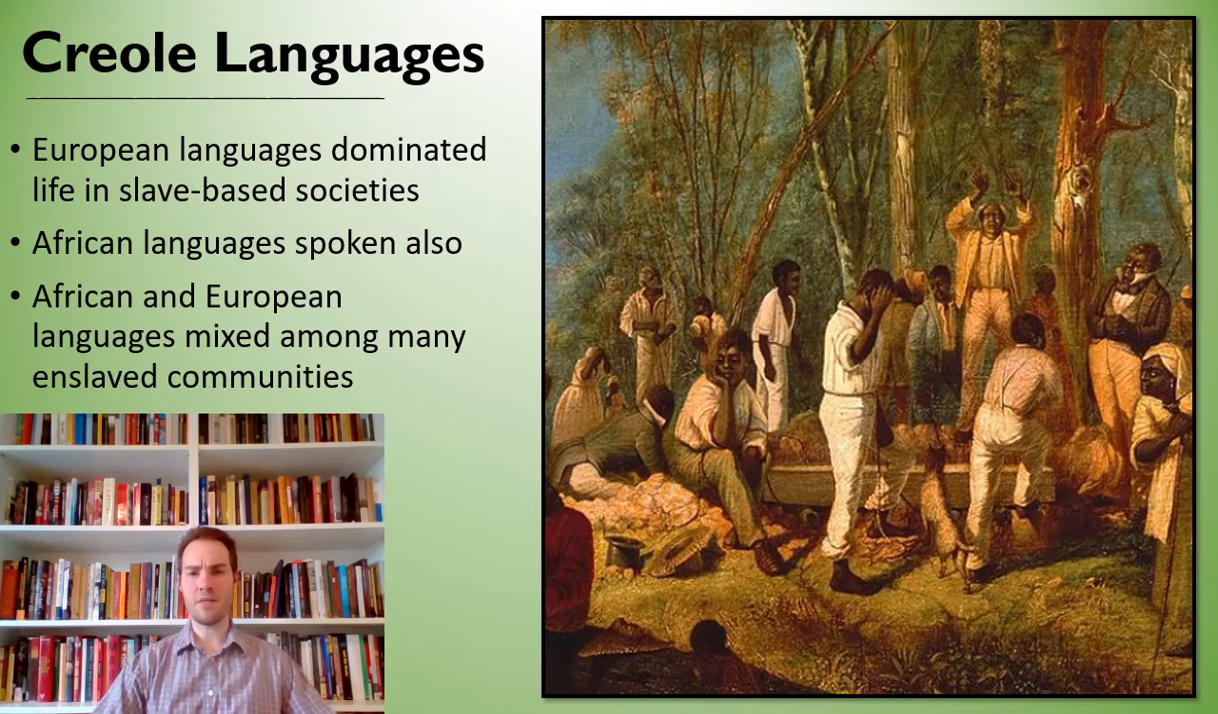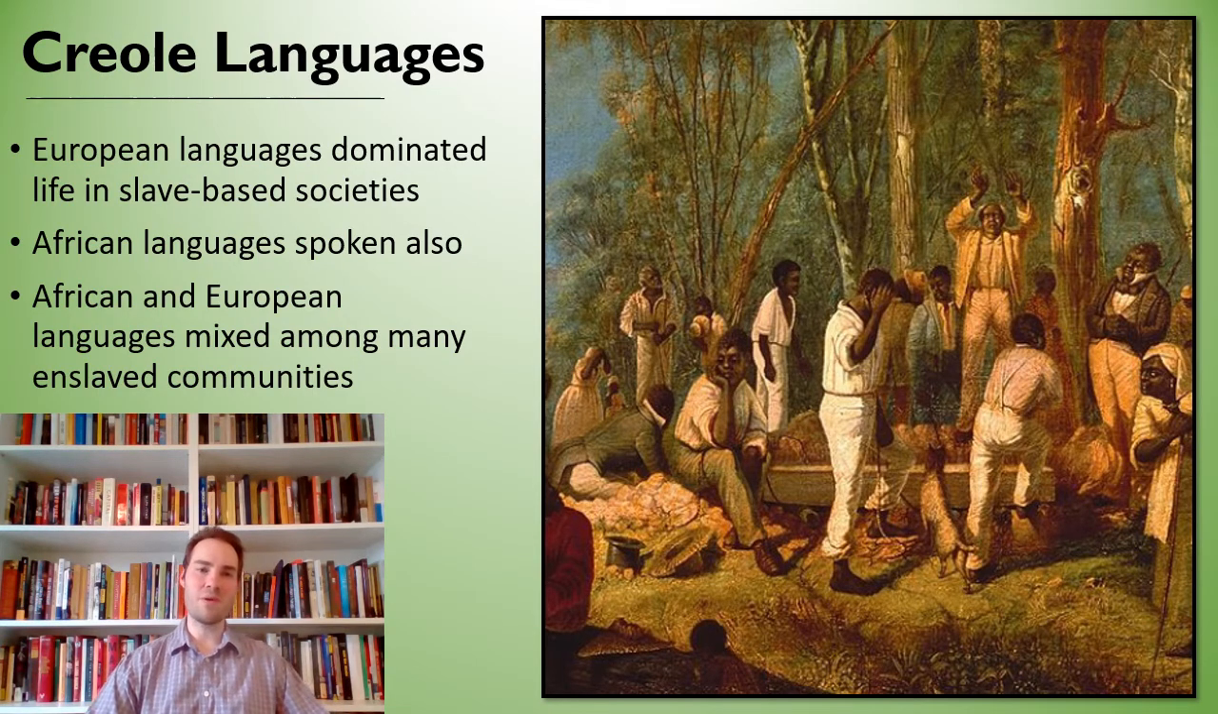So on the plantation, in slave-based societies, European language dominated. The owners of the plantation would have spoken Spanish, Portuguese, English, and they would not feel like learning African languages. It wasn't going to happen. So the enslavers, the people who owned slaves, would use their native languages, and they would demand that slaves at least learn the basics of those languages to be able to function.